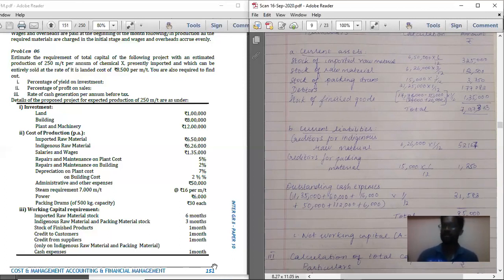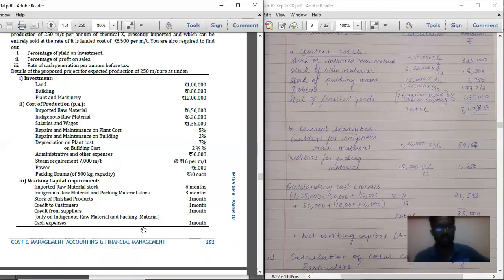What is the packing material value which we found? Packing drums, 15,000. So in the calculation column, 15,000 into 1 divided by 12. In the amount column, 1,250. Next, outstanding cash expenses. Here, see, this cash expenses entry we have not seen in any problem. They have just told cash expenses 1 month.